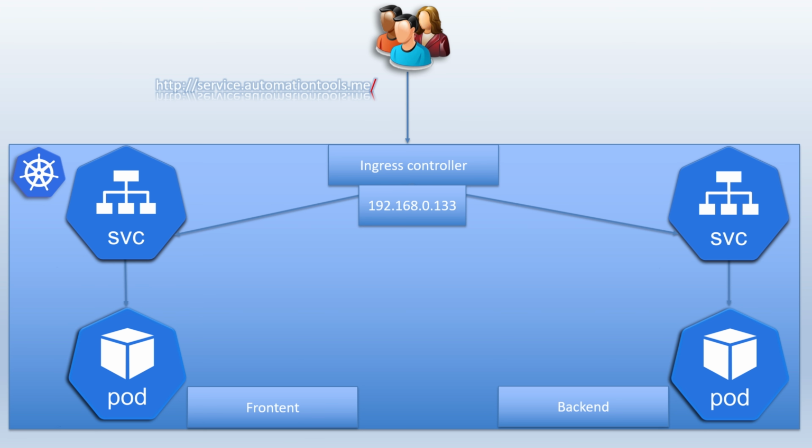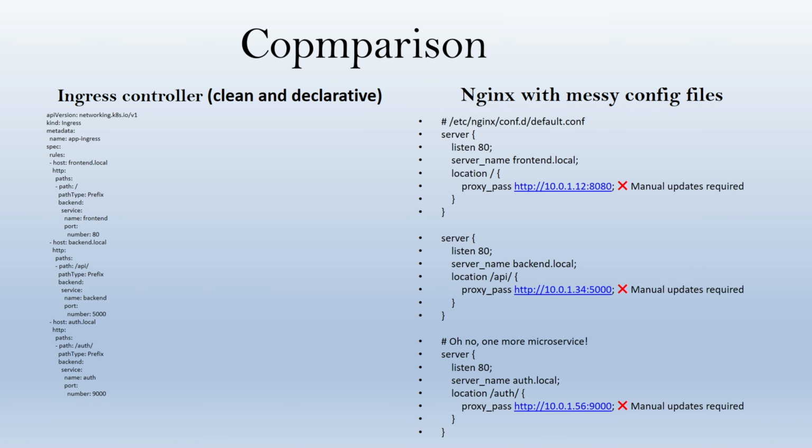When a request comes in, it looks at the host name or the path and sends it to the right service inside Kubernetes. Now you might be thinking, wait, can I just deploy NGINX myself and write some reverse proxy rules? Technically yes, but that quickly becomes painful. Every time a service changes, you have to edit configs, restart NGINX and keep everything in sync manually.